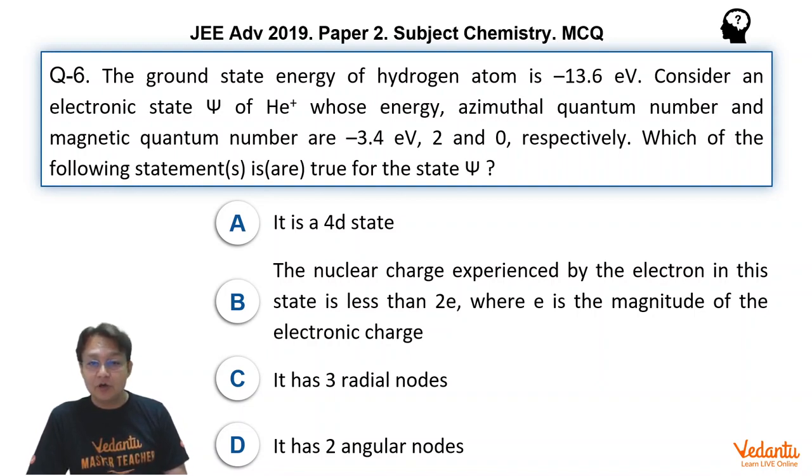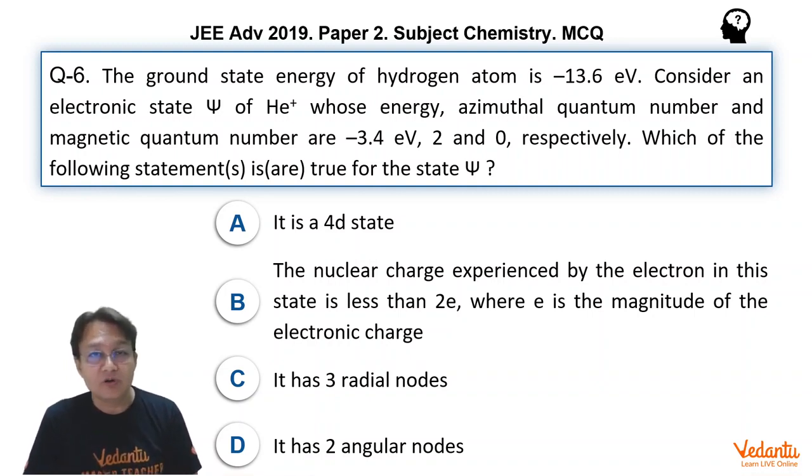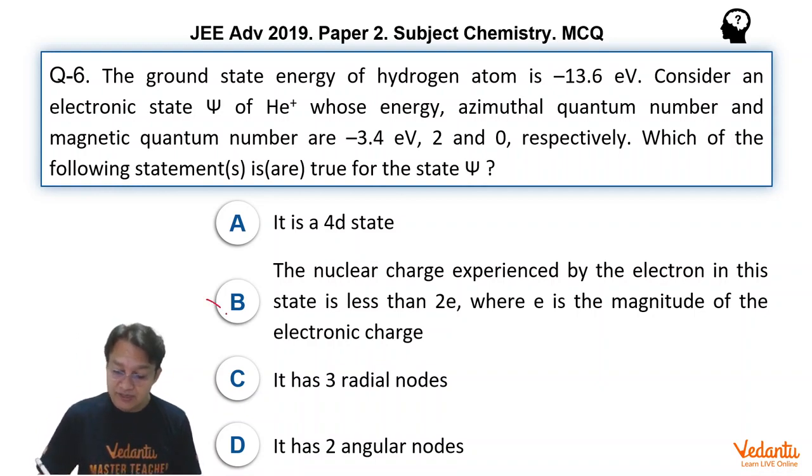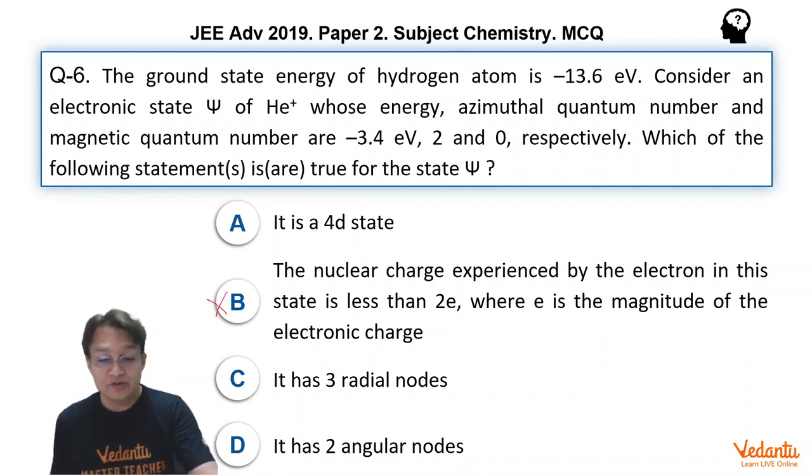Especially if we talk about the B option, straight away we can see it is wrong because it is helium plus ion. And in helium plus ion, two protons are there inside the nucleus, and there is only a single electron. So the single electron is being pulled by these two protons. So effective nuclear charge is equal to 2e. So there is no question that the nuclear charge experienced by the electron in this state is less than 2e. It is simply equal to 2e. So straight away we can say option B is incorrect. Let us see all the other options and how to solve them.